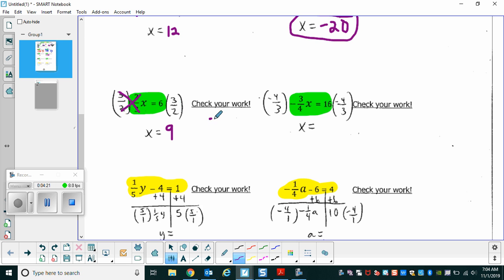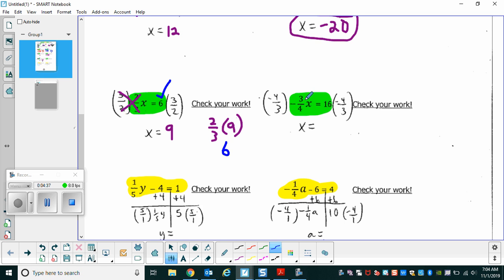Now to check the work here, I am going to check just because we have a 2/3 and a 9. We think that x would be 9. All right, so let's check to see. If we do 9 divided by 3, well, that's 3, times 2, we do get a 6 when we simplify that, and so that is right.